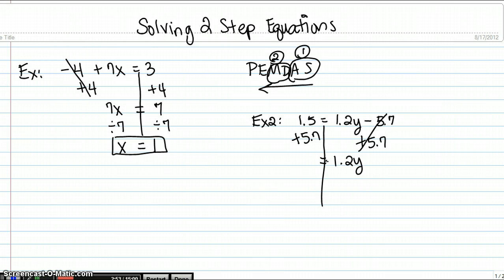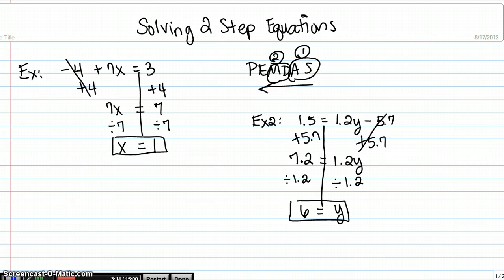And I bring down my equal sign. Then I add these two together and I get 7.2. Then I proceed to divide by 1.2 on both sides of my equation. So I would be left with y equals, and 7.2 divided by 1.2 is actually 6.